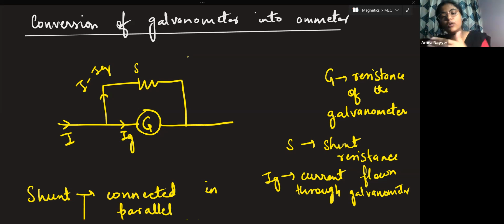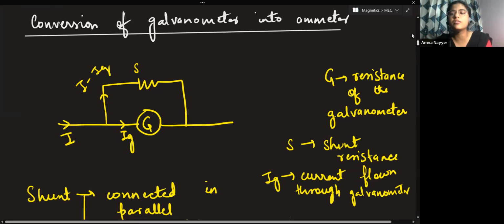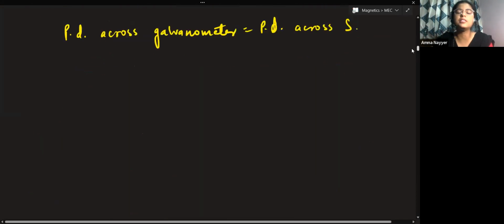Ig is the current flowing through the galvanometer, capital G is its resistance. So it will be Ig into G. Using Ohm's law, V is equal to IR. Resistance is G, current is Ig. So what will the potential difference be? Ig into capital G across the galvanometer.